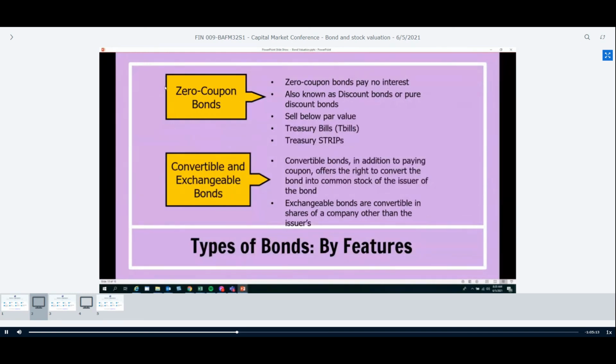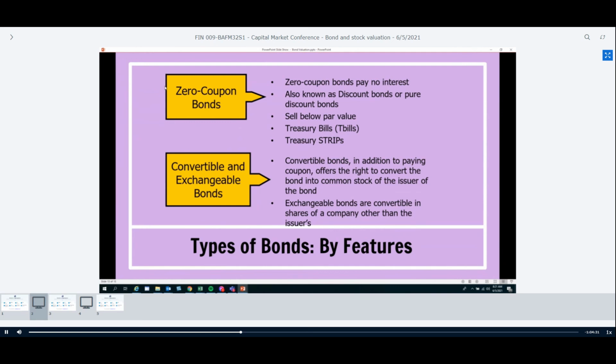Convertible and exchangeable bonds. How do convertible and exchangeable bonds work? So convertible bonds, in addition to paying coupon, offer the right to convert the bond into common stock of the issuer of the bond. When we say bonds, class, I think I keep repeating this, this is the certificate of indebtedness. And of course, stocks are your certificate of ownership. So convertible bonds simply mean you have the option to convert the value of your bonds into common stock.